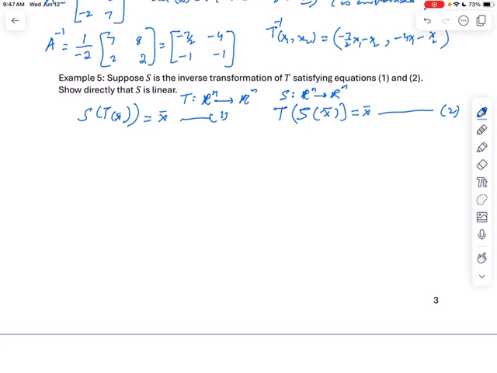Continuing with section 2.3, this is the last example. Suppose S is the inverse transformation of T satisfying equations 1 and 2. Show directly that S is linear.